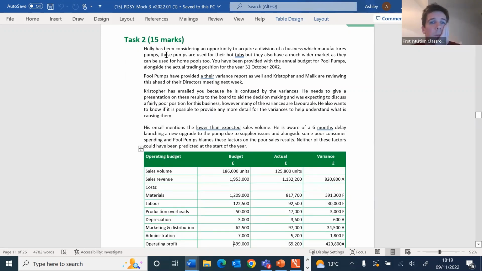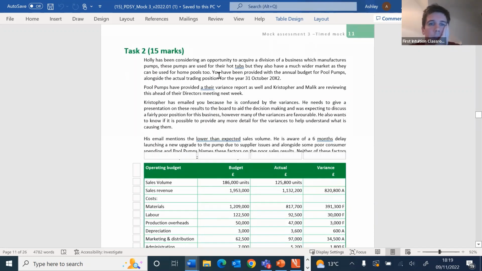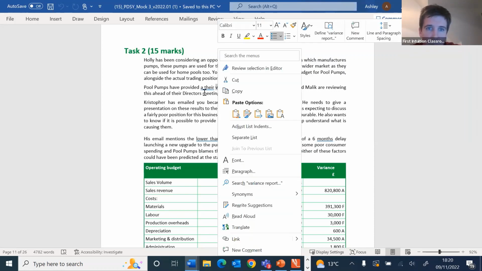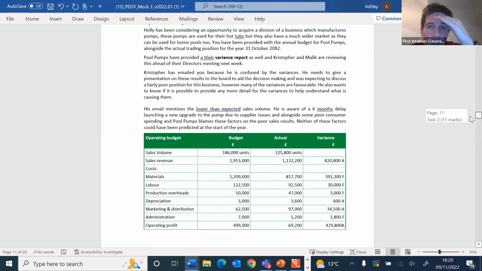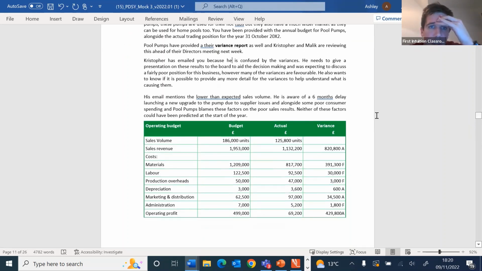So just having a look at what you've got then. You're told Holly, and you're provided that background information on who Holly is from your pre-release material. You've been considering an opportunity to acquire a division of a business which manufactures pumps. They're used for hot tubs, and they also have a much wider market as they can be used for home pools. They've provided you with a variance report, as you can see there. And Christopher and Malik are reviewing this ahead of the directors' meeting.